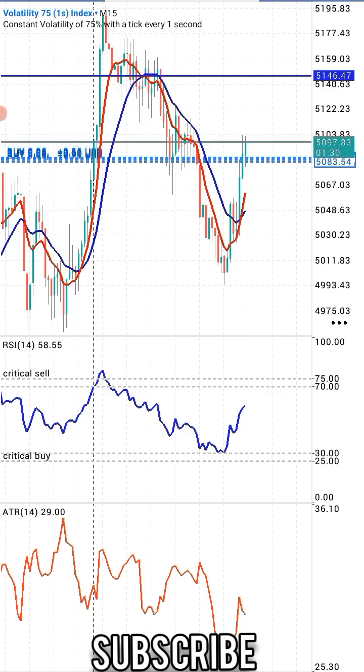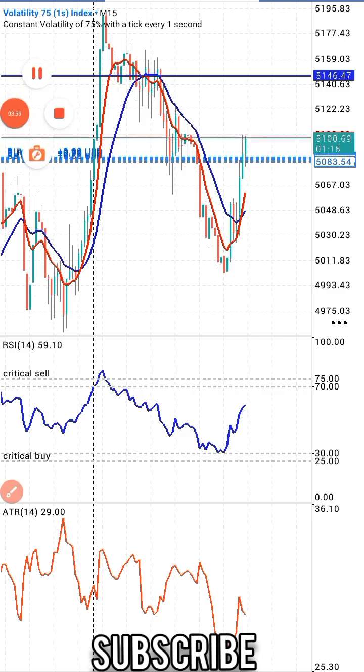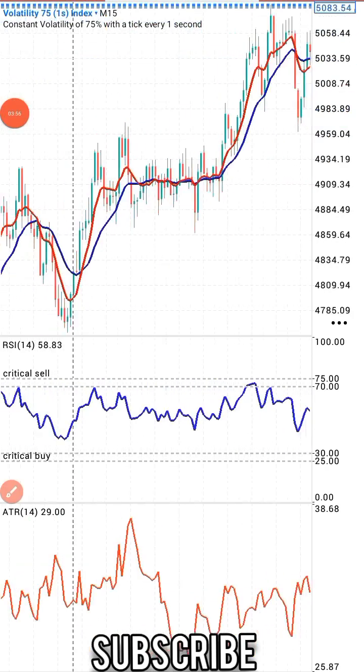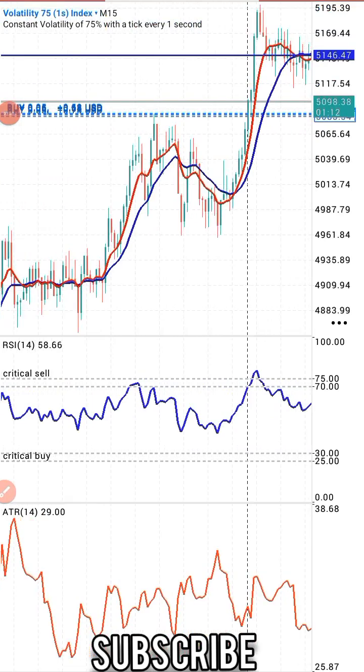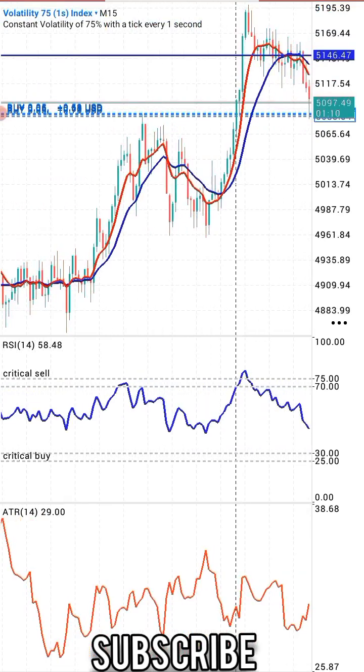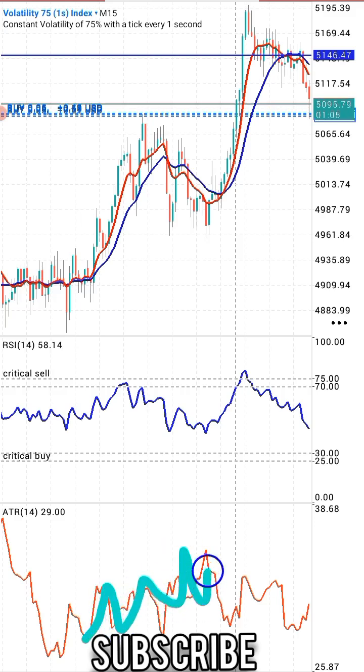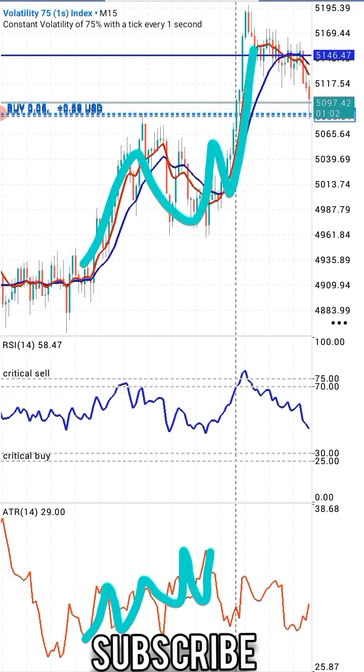Now, just follow this strategy and I tell you the truth, you will definitely end in profit. Now, look at it. Remember, I told you when it is going up, volatility is increasing. That's why you see it moving like this. And volatility is increasing.